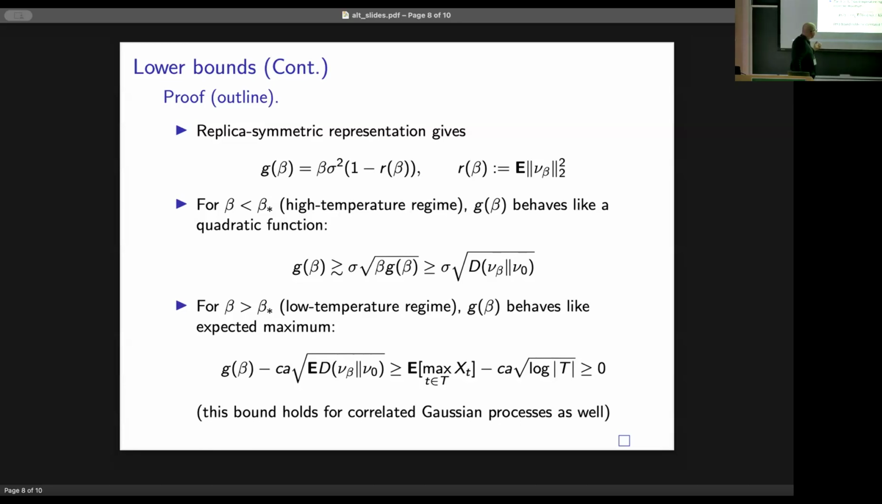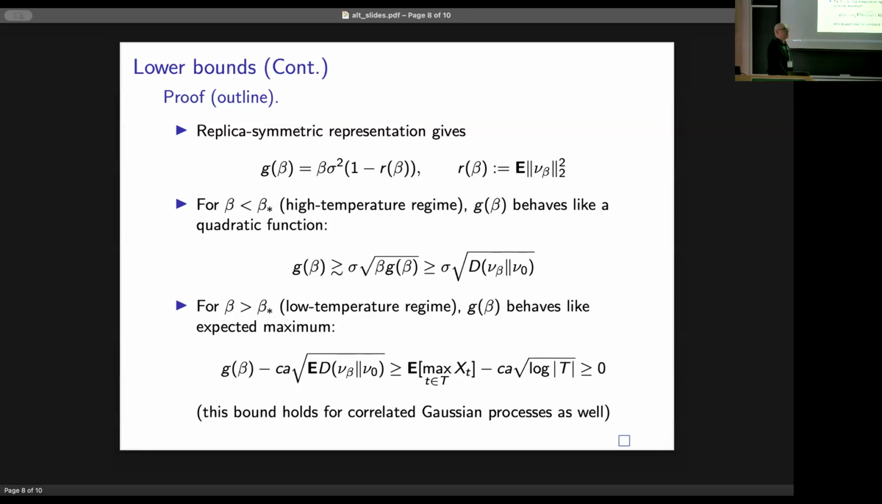For the low temperature regime, the idea is to look at this gap. This is the gap between the Gibbs average and the Sudakov type bound. You can show that there exists a value beta star, which depends on the covariance structure of the process, such that this function is monotone, and when you take beta to infinity you end up with a Sudakov gap, which you know is non-negative.